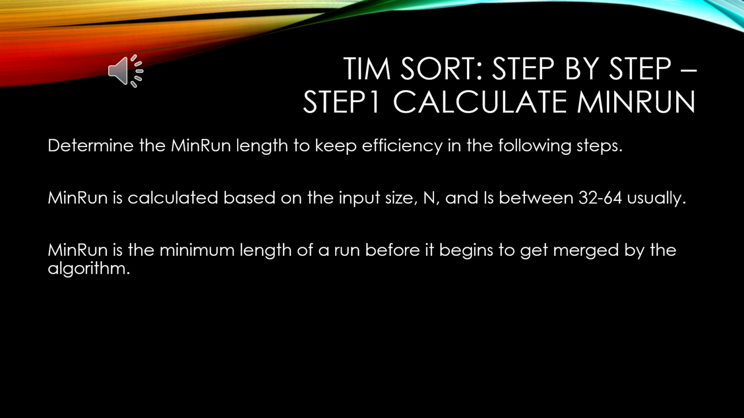The min run is going to be between 32 and 64. It's calculated based on the input size, n, and it's determined so that n can be efficiently divided by the run size. It's also considered in making the subsequent merges symmetrical. It should typically be between 32 and 64, and min run is the minimum length a run must be before it begins to get merged. This minimum size is used to guarantee that the small arrays are handled by the best method possible, which leads us to step 2.